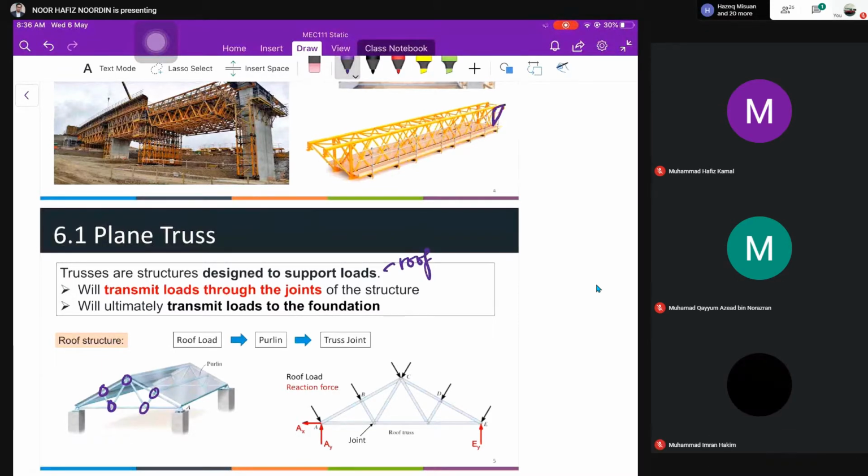Dengar ke suara saya? Terputus lagi. Alhamdulillah dah okey. Dengar je.